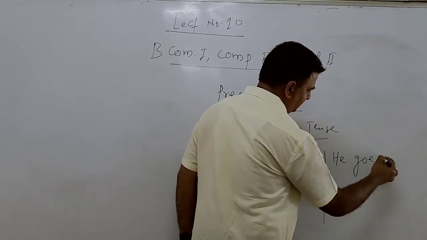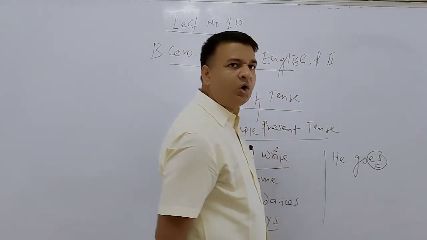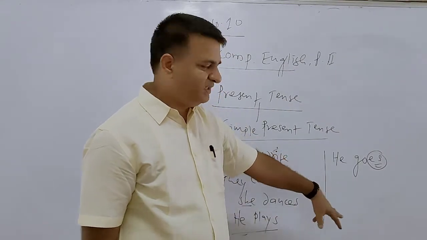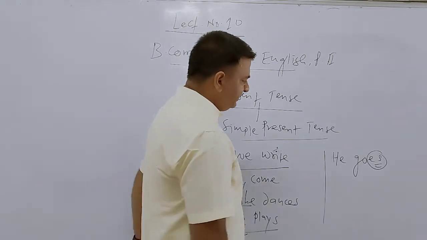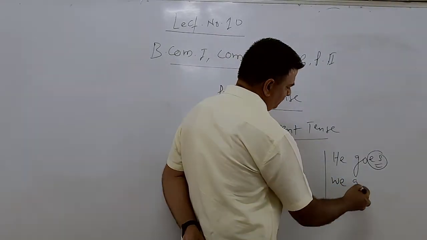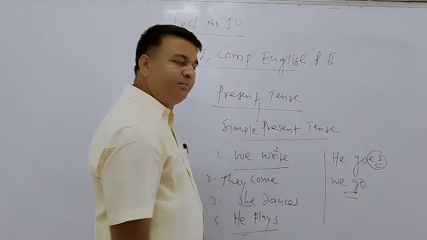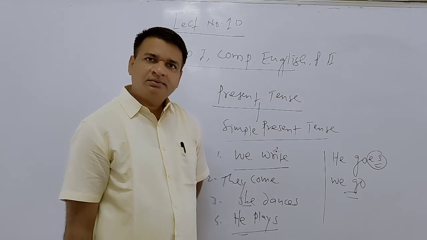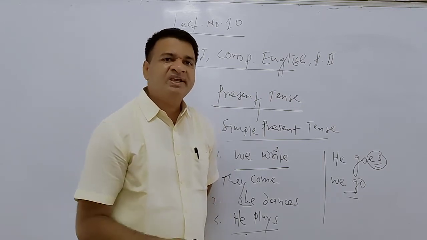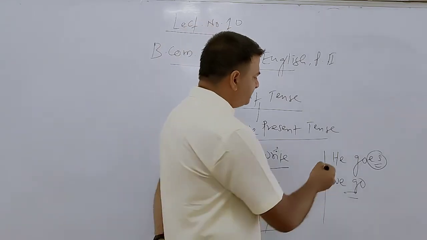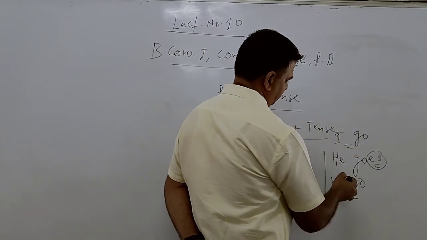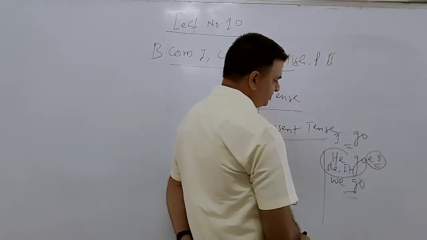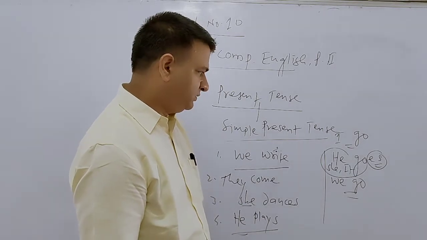If it started with Ram, Sita, fan, or he, she, it, we simply say he goes. And in the case of we, we say we go. Because we have the first person, we have I. We simply say I go. And we simply say we go. This is the first person. And this third person, he, she, it, we say he goes, it goes, or she goes.